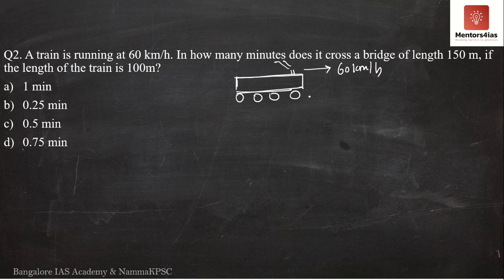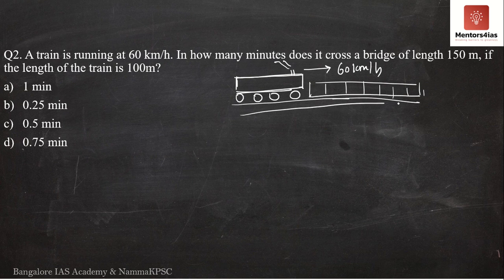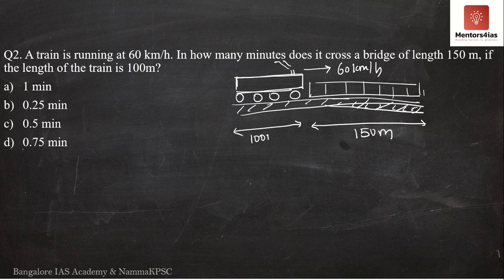Now there is a bridge. Okay, so there is a bridge now. The train is going to run over this bridge of length 150 meters, where the length of the train itself is 100 meters. So the question is asking how much time does it take for the train to cross the bridge entirely.